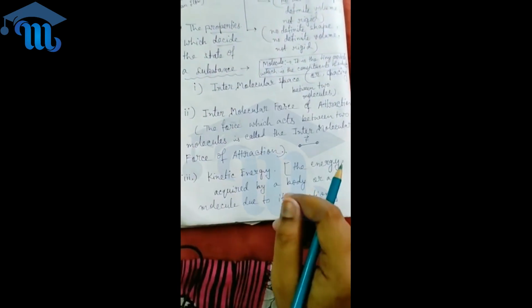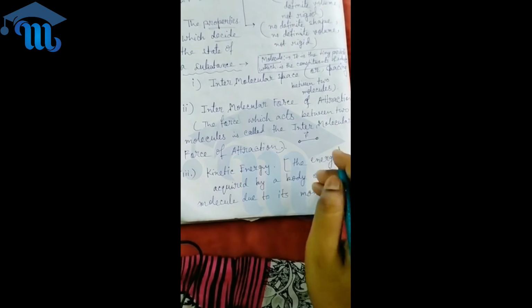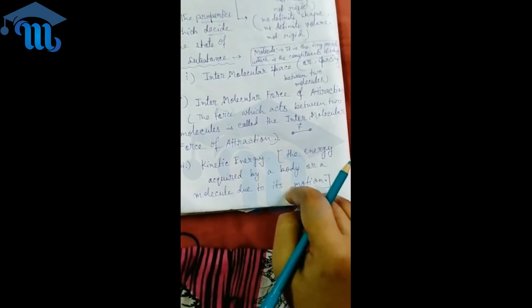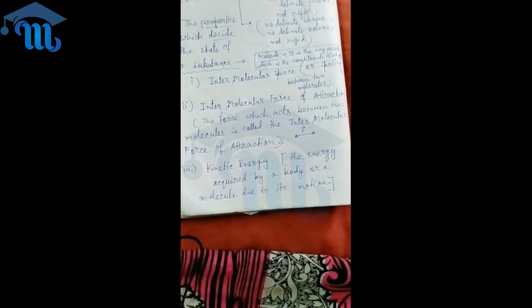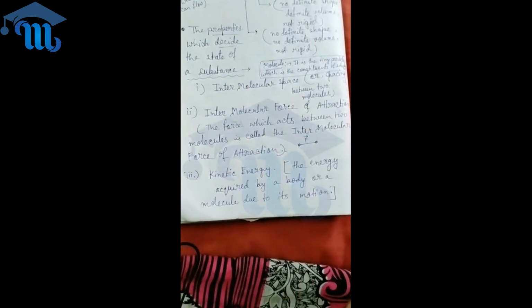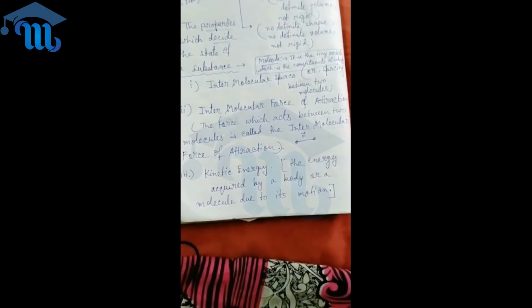And the third point is what? It's kinetic energy. What is kinetic energy? The energy acquired by a body or a molecule due to its motion is called the kinetic energy. So this is the topic, and the rest of the topics can be discussed in class.